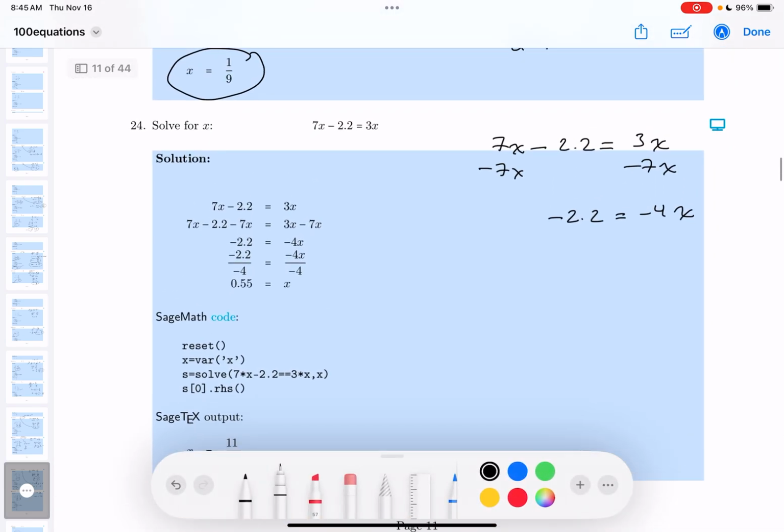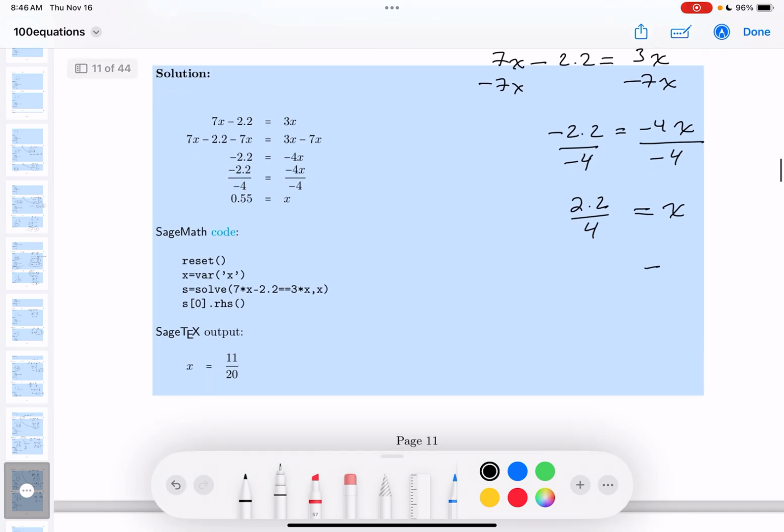Divide both sides by the variable's numerical coefficient, which is minus 4. And what do you get there? Well, on the left side, you just get x. On the right side, you're going to get 2.2, because the negative by negative is positive, over 4. But that doesn't look right to me. I'm kind of mixing concepts here. So I'm going to say x is equal to, and I'll go through a couple of different ways of doing it.